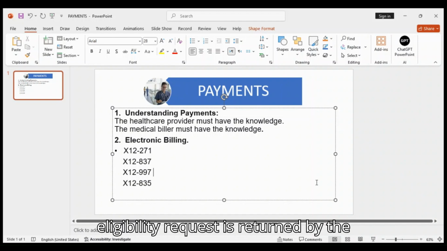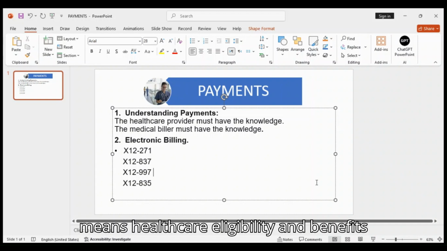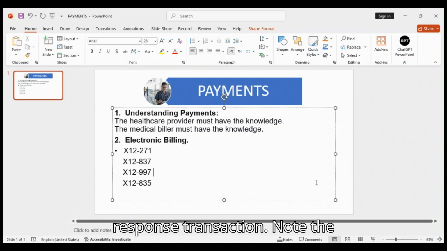A response to an eligibility request is returned by the payer through a direct electronic connection or commonly through the website. This is called an X12-271, which means Healthcare Eligibility and Benefit Response Transaction. Note, the difference is that 270 is a benefit inquiry transaction, while 271 is a benefit response transaction. Most practice management software will automate this transmission whilst hiding the process from the user.